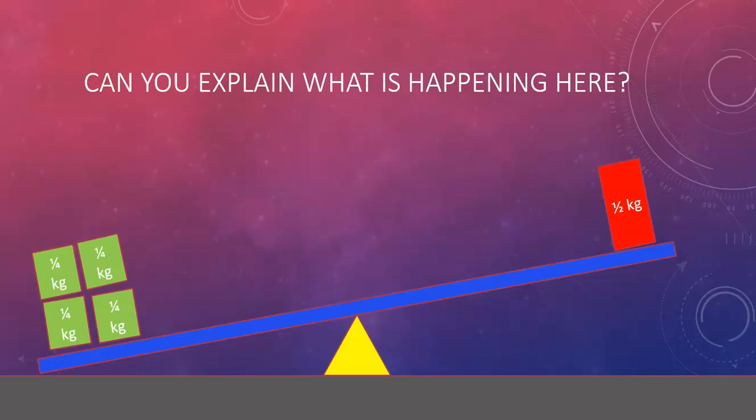Can you explain what is happening here? Which side is heavier, the left-hand side or the right-hand side? Yes, the left-hand side is heavier. It has 4 green blocks. 4 green blocks is equal to 1 kg, because 1 green block is 1/4 of a kg. 2 green blocks is 2/4 of a kg. 3 green blocks is 3/4 of a kg, and 4 green blocks is 4/4, which is 1 kg. 1 kg is heavier than half a kg.